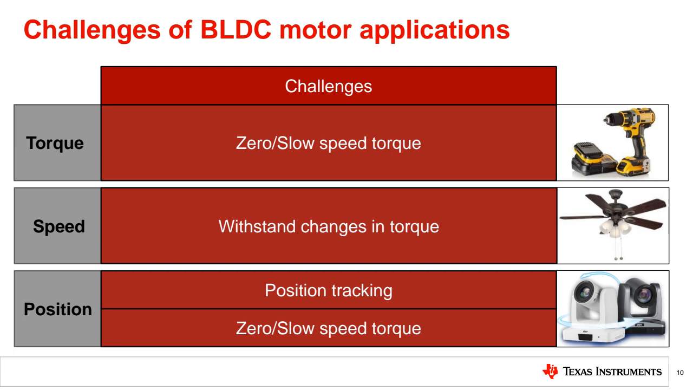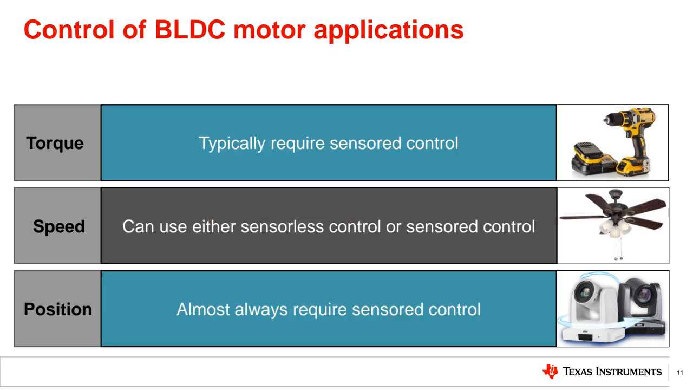Actually, speed applications are a very good example where sensorless control and sensorless algorithms have been designed to work well. The requirement of withstanding changes in torque is dealt with by many different sensorless control algorithms. Today, we covered a very simple brushless DC sensorless control approach, the window method. It is very simple. It is not accurate, but you can control your motor with very limited accuracy.